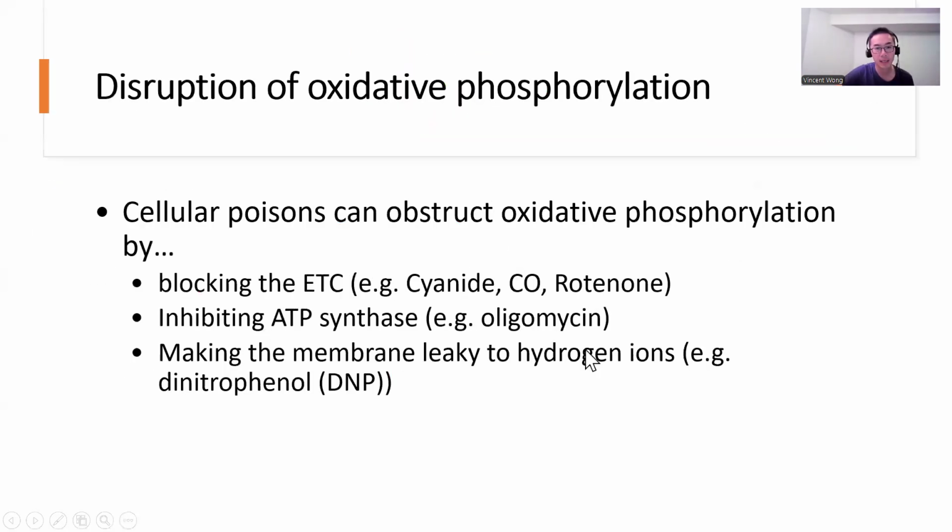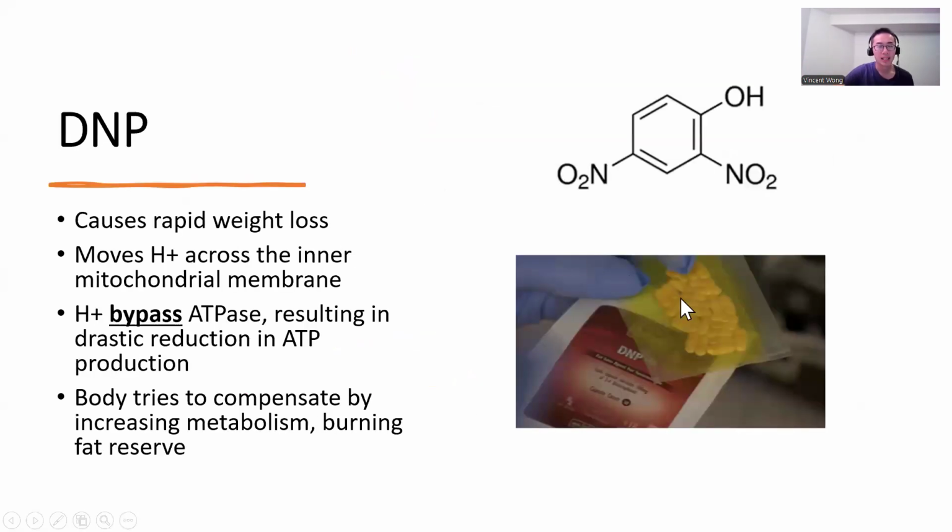There is oligomycin. I don't have a slide for that, but it inhibits the ATPase. Basically, it inhibits the turbine, right? So that's equally bad. The H plus cannot flow through. No ATP, dead. Okay, there's something called DNP.